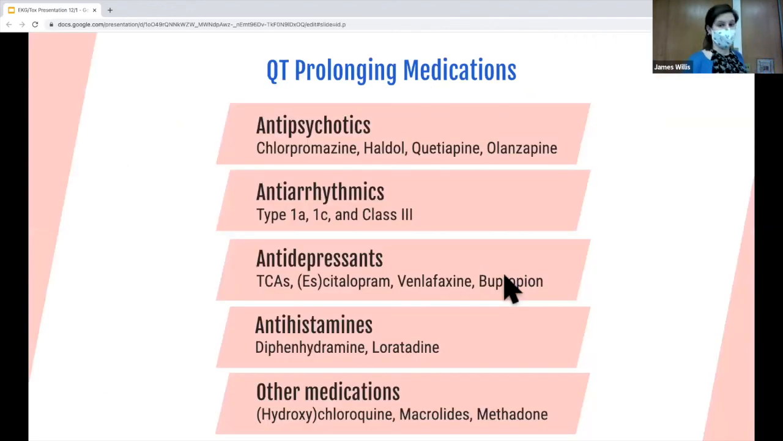So this is a list, again, non-exhaustive list of QT prolonging medications, just highlighting the big categories. So antipsychotics, we talked about the atypicals tend to have that protective sinus tachycardia, so they have less torsade risk. Your antiarrhythmics: procainamide, flecainide, amiodarone. Antidepressants, including TCAs, because remember that they're very promiscuous, escitalopram, venlafaxine, and bupropion. Antihistamines, we mentioned diphenhydramine, and also loratadine, which I thought was really interesting. And then other medications like hydroxychloroquine, chloroquine, the macrolides, and methadone. So it's a lot of medications to consider, and that's why it's an important thing to look for.